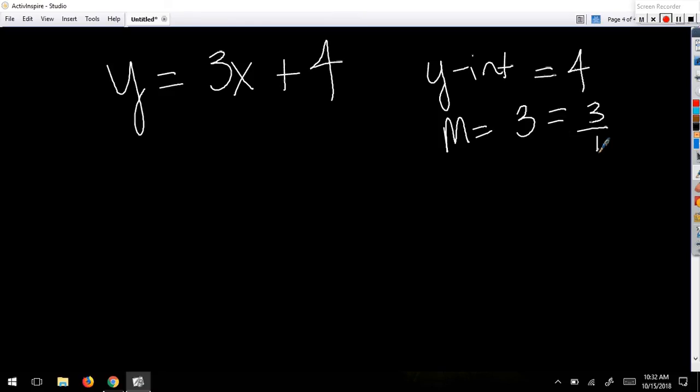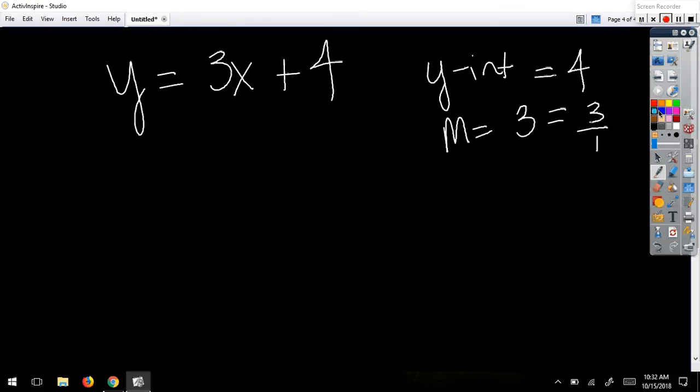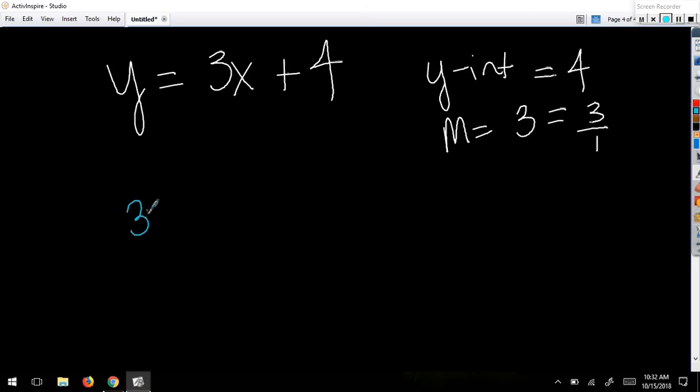What if it's not in this form when I give it to you? We're going to graph it in just a second. I want to make sure you can identify them first. What if it looks like this? And I need to know the slope and the y-intercept.